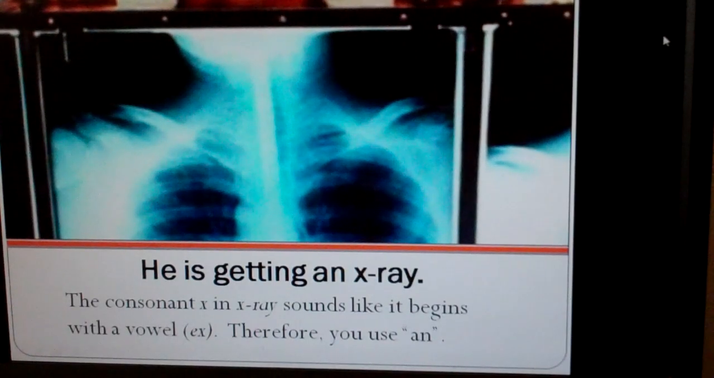He is getting an X-ray. The consonant X in X-ray sounds like it begins with a vowel, "ex." Therefore, you use an.